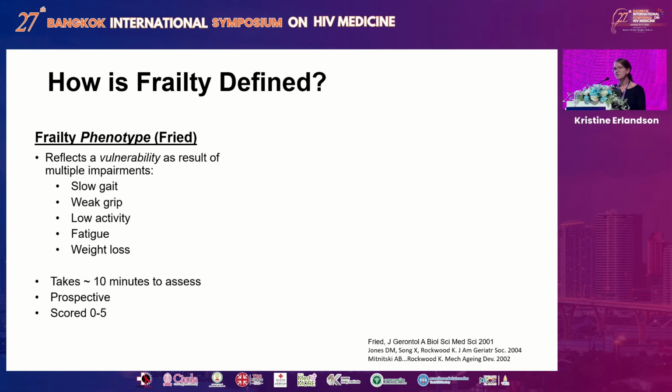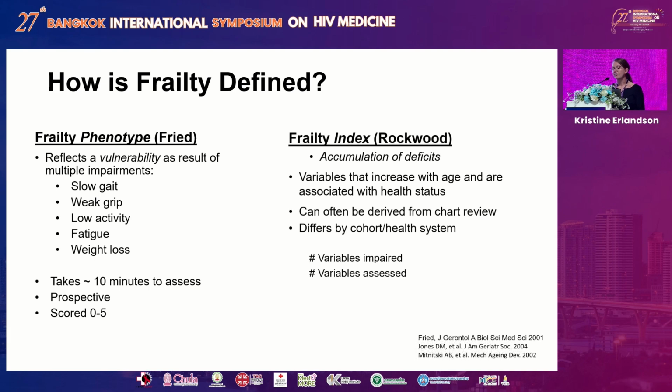And then it's scored from 0 to 5, with no impairment being non-frail, 1 or 2 impairments being pre-frail, and 3 or more being frail. The other common way of looking at frailty is by the frailty index or the Rockwood index. This reflects more of an accumulation of deficits. So the more things that someone has wrong, the more likely that they're frail.